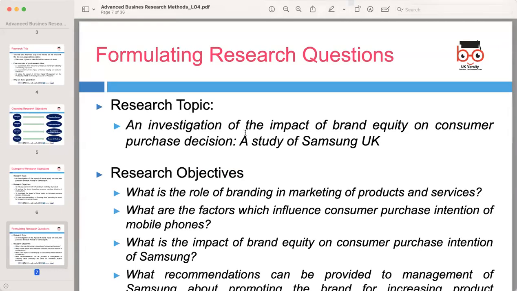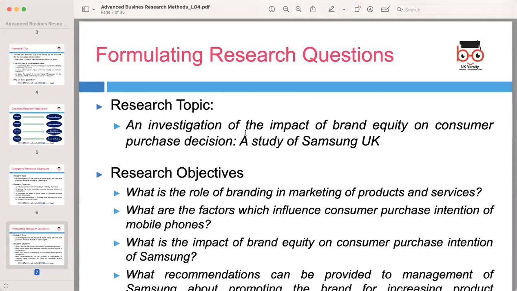The factors that influence consumer purchase intention of mobile phones, the impact of brand equity on consumer purchase intention of Samsung, and the recommendations that can be provided to Samsung's management for promoting the brand and increasing product purchases.